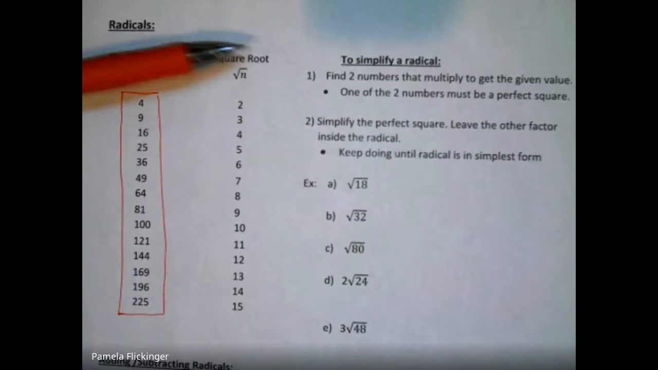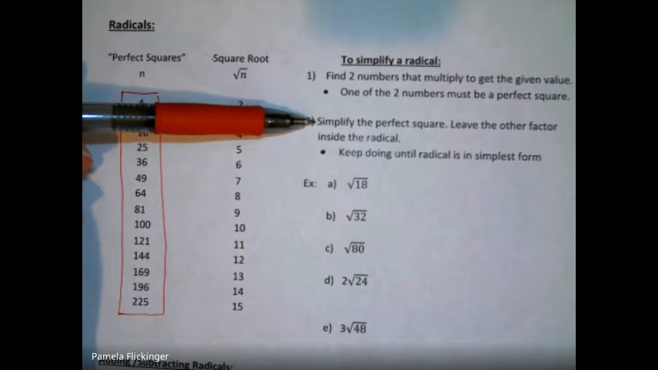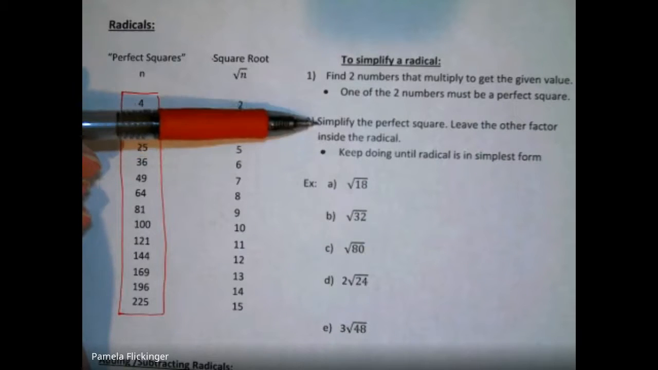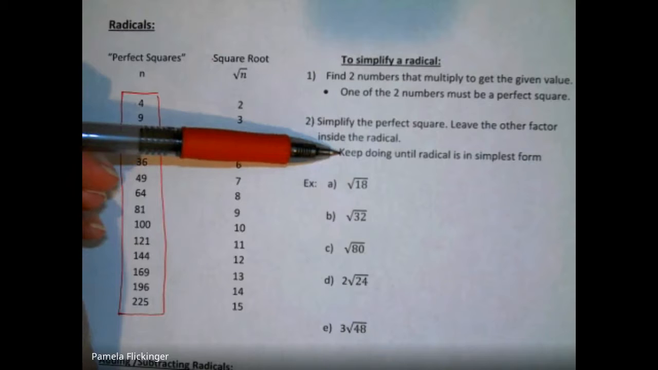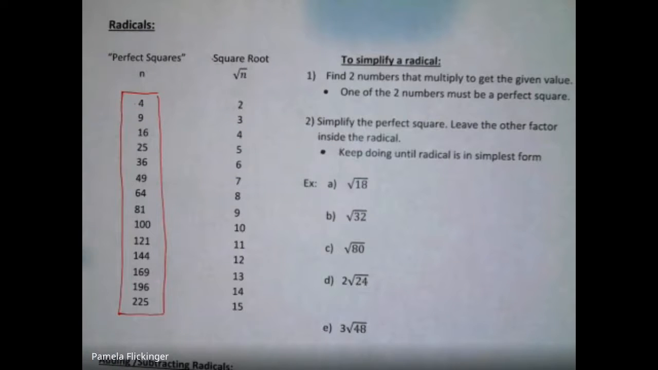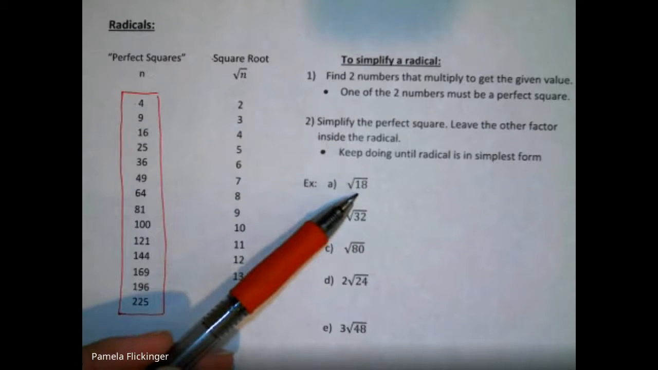Okay. Once you find those two numbers, you simplify the perfect square, meaning you take the square root of it, and that number is going to come outside the radical. You're going to leave the other factor inside the radical. Now, if you did this, and the number under the radical still can be simplified, you need to do it again. Now, I will share with you a way to look at your perfect square list so that you only have to simplify once. So our first example, we've got the square root of 18.